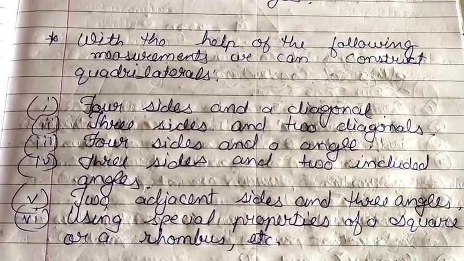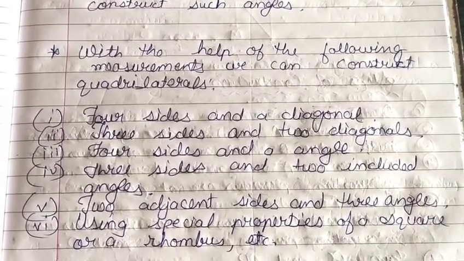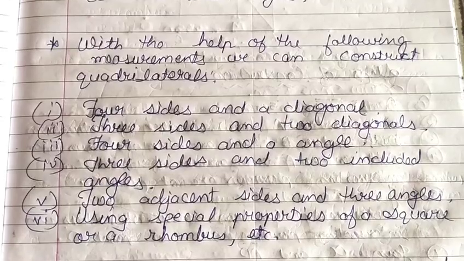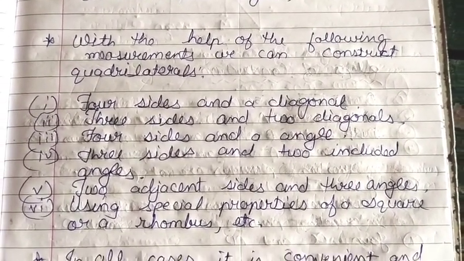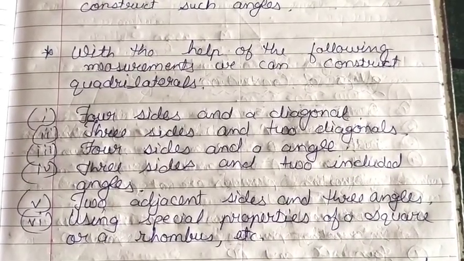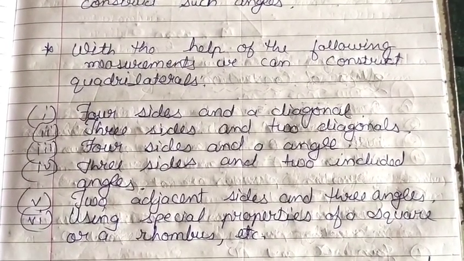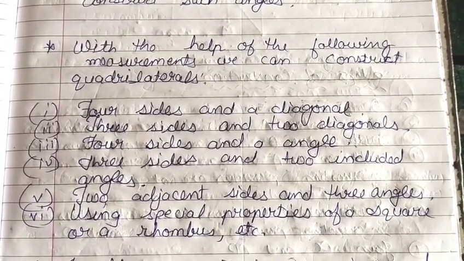Third condition given, four sides and an angle. Fourth condition given, three sides and the two included angles. Fifth condition, two adjacent sides and three angles. And sixth condition given, special properties of a square or a rhombus.